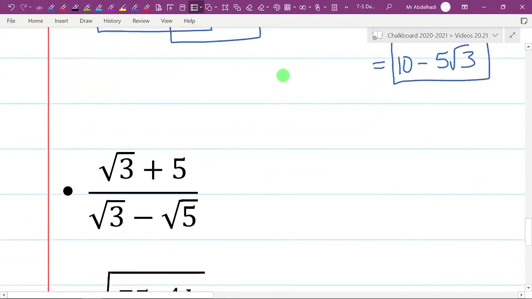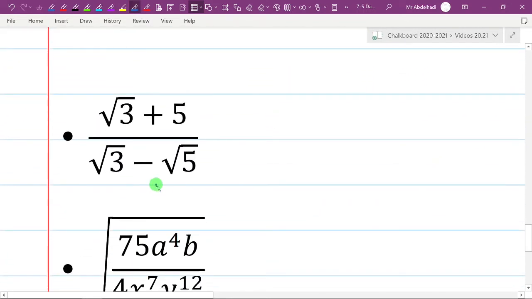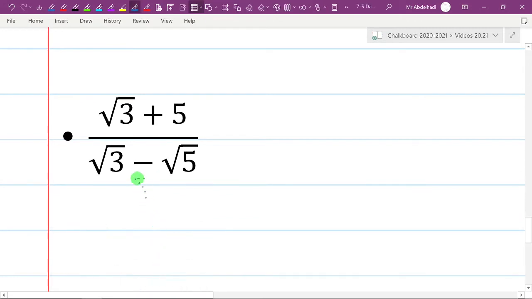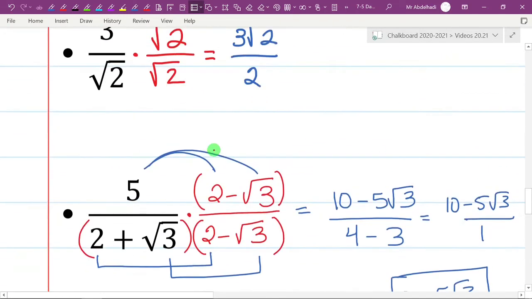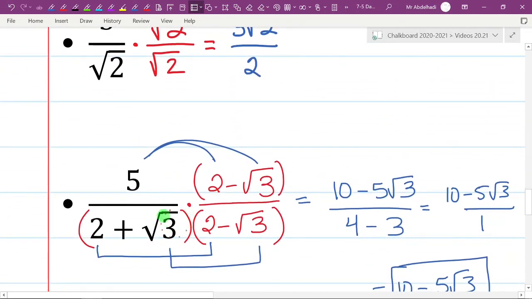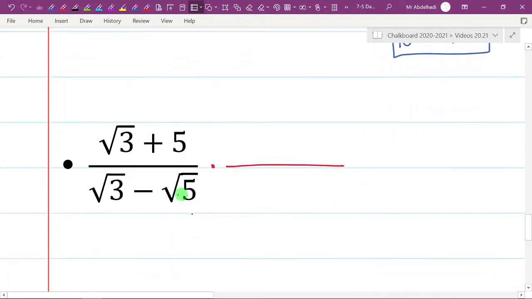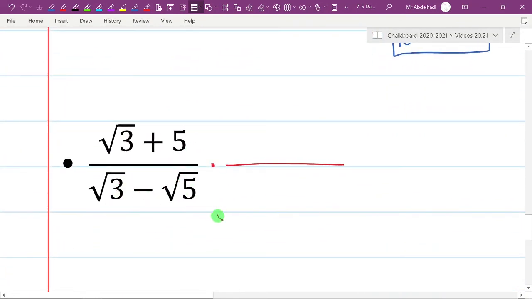Okay, let's try another one. So here again, once again, we have two things in the denominator, a binomial, something minus something in this case. And we're going to do the same trick. And it doesn't even matter that both of these are roots. Like last time there was one square root here, and this time we have two square roots. It doesn't matter. The conjugate still works.